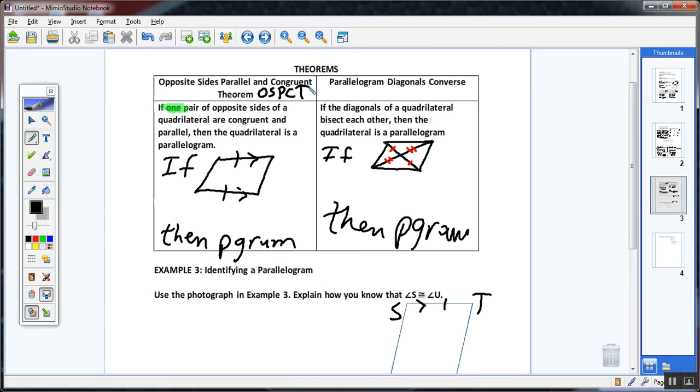Sounds like a song I know. OSPCT? What? Ow! All right.